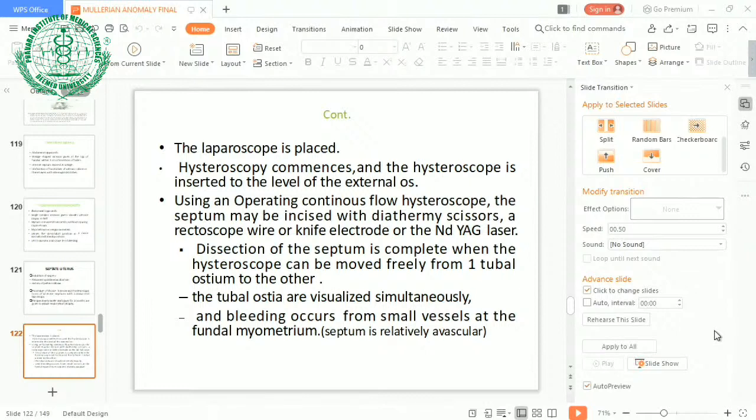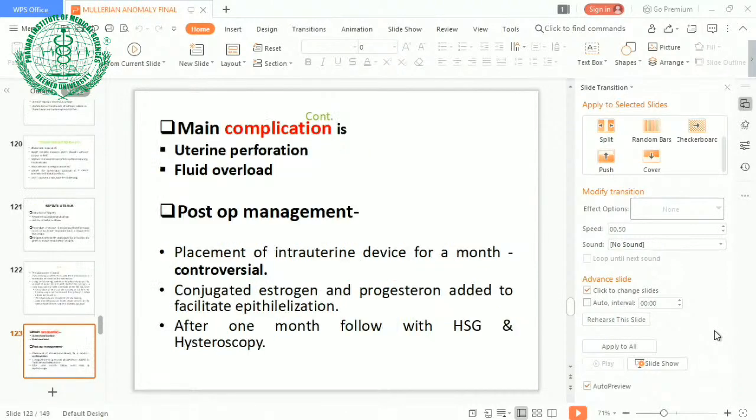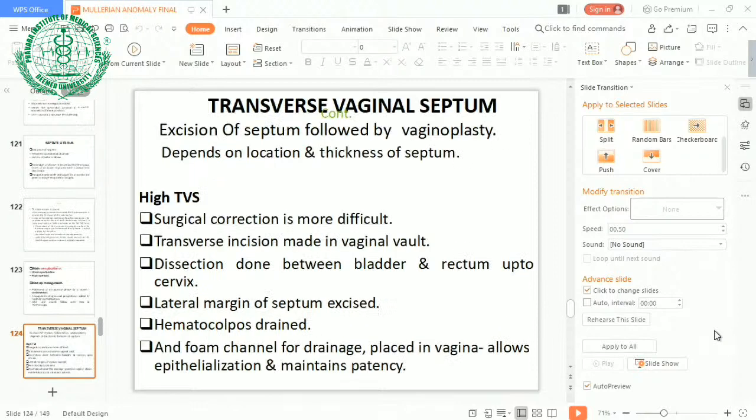You will have to use a distending solution, and the end point is decided when both tubal ostia are visualized and bleeding occurs from small vessels at the fundal myometrium. The main complications are uterine perforation and fluid overload. Post-op management: placement of an intrauterine device for 1 month is controversial; conjugated estrogen and progesterone are added to facilitate epithelialization. After 1 month, follow up with HSG and hysteroscopy.